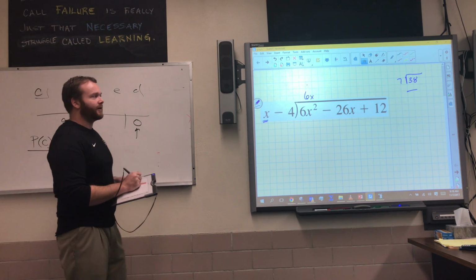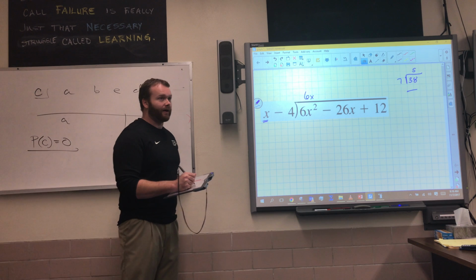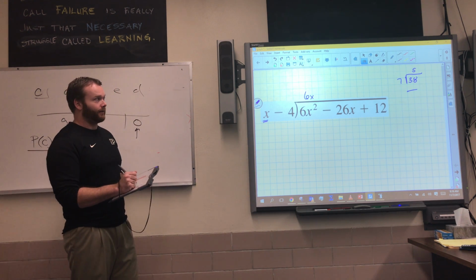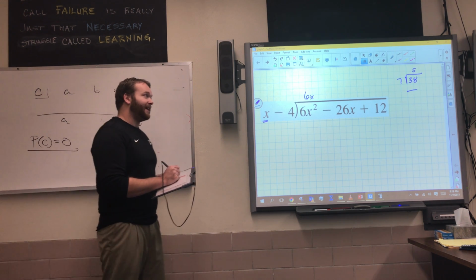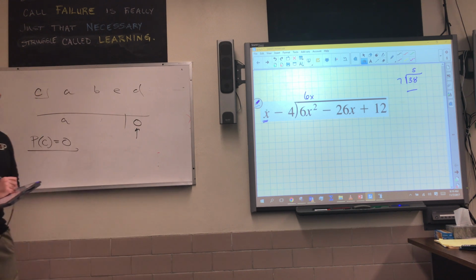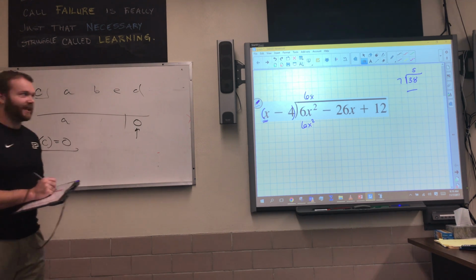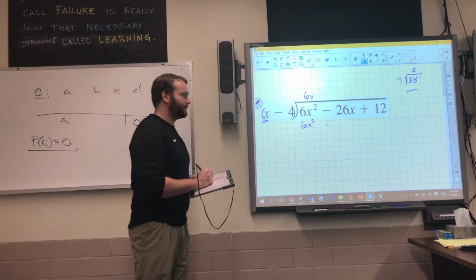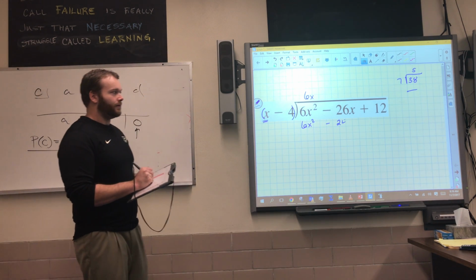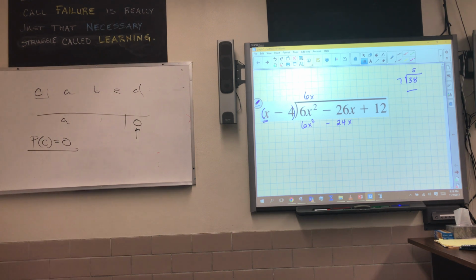And now we're going to go through and say, okay, just like we did up here, we put 5 up there, right? And we went 5 times 7. You got 35. Well, now we go 6x times my divisor. And my divisor is a binomial, so you have to distribute that. So I'm going to 6x times x gives me 6x squared. And then 6x times negative 4 gives me negative 24x. Okay? And just like here, we put 35, we put a little line there, and then you do subtraction, right?